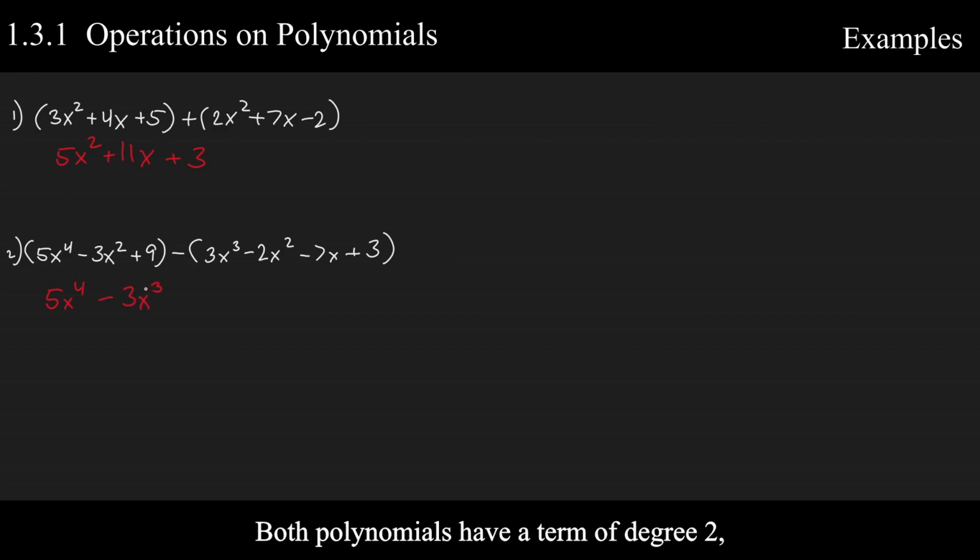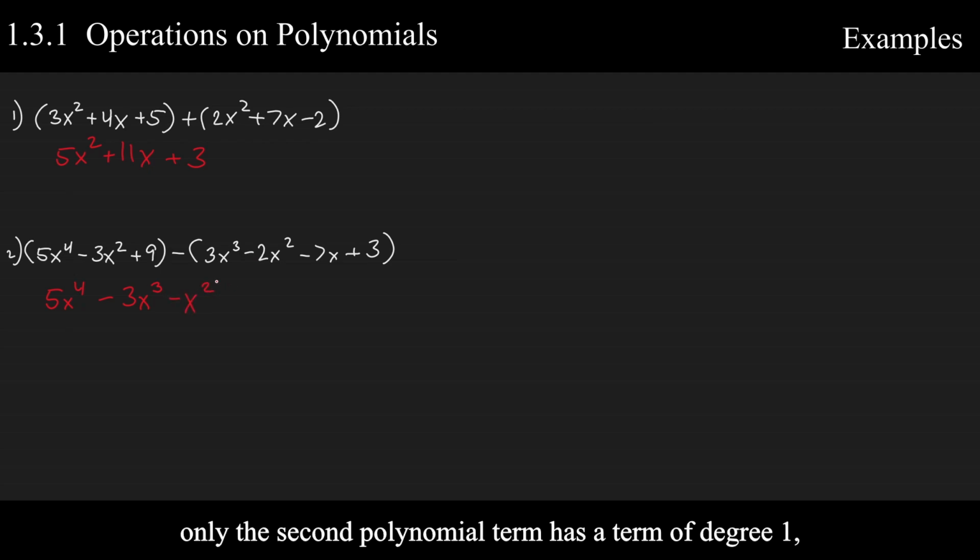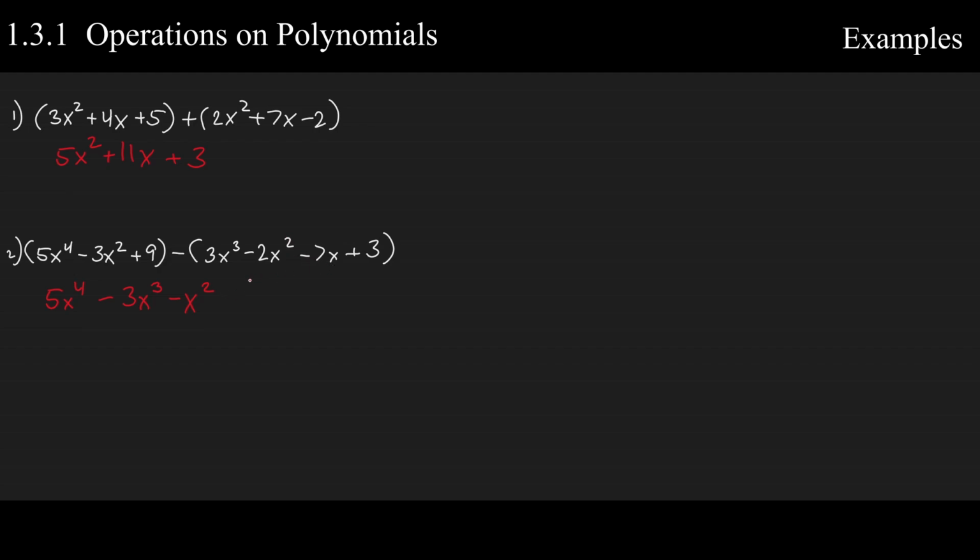Both polynomials have a term of degree 2, so those will be added. Negative 3x squared minus negative 2x squared. That becomes negative x squared. Only the second polynomial has a term in degree 1, that negative 7x. That becomes positive 7x. And both terms end with a constant. That would be positive 6. Your polynomial should look like this. 5x to the 4th minus 3x cubed minus x squared plus 7x plus 6.